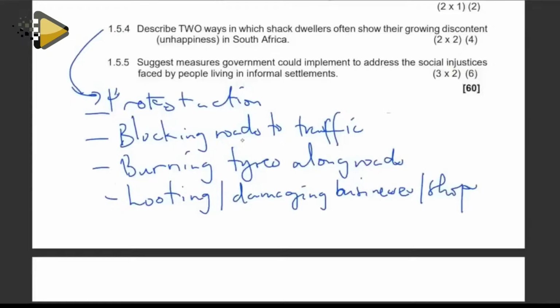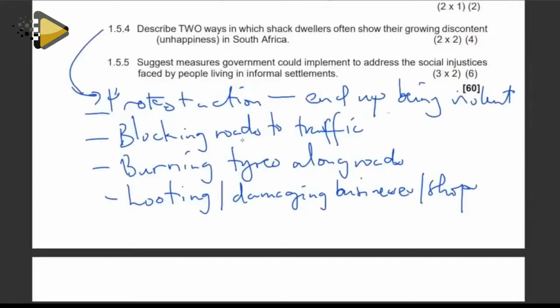But not limited to this, there are some other ways that you can also talk about. But we are saying they can take protest action, they can protest. And usually those protests, in most instances, they end up being violent. They don't engage mainly in peaceful protests. The protest action in most instances will end up being violent. Then blocking of roads and traffic, and also burning of tires as a way of showing their discontent, and also looting and damaging businesses and shops.